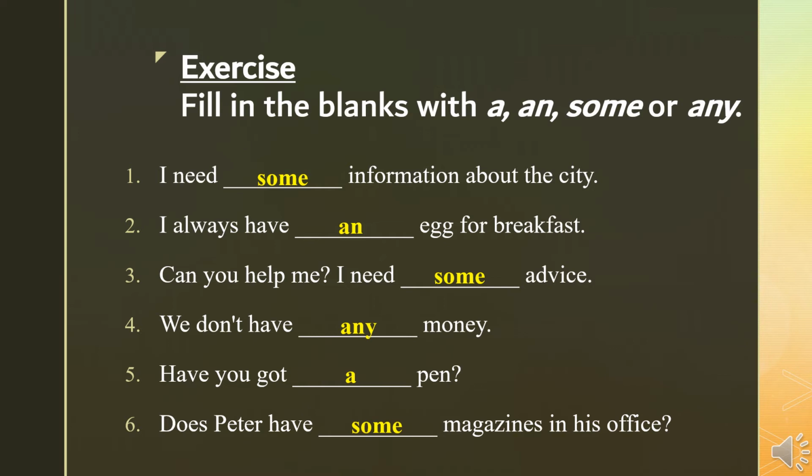For question 3, can you help me? I need some advice. This is a positive sentence and we use some. For question 4, we don't have any money. Money is an uncountable noun and this is a negative sentence, so we use any. For question 5, have you got a pen? The answer for this question is a. Have you got a pen?